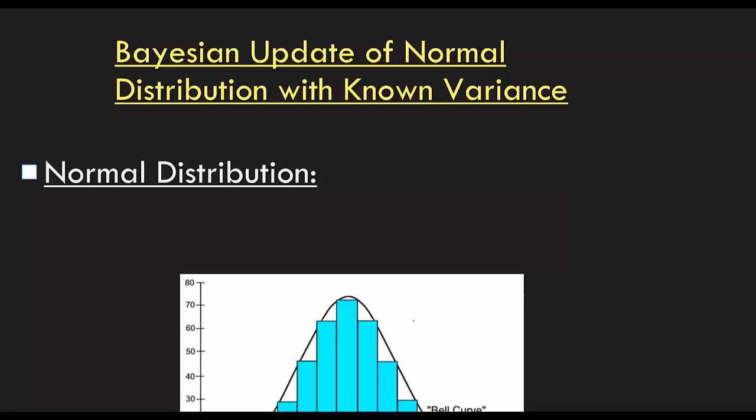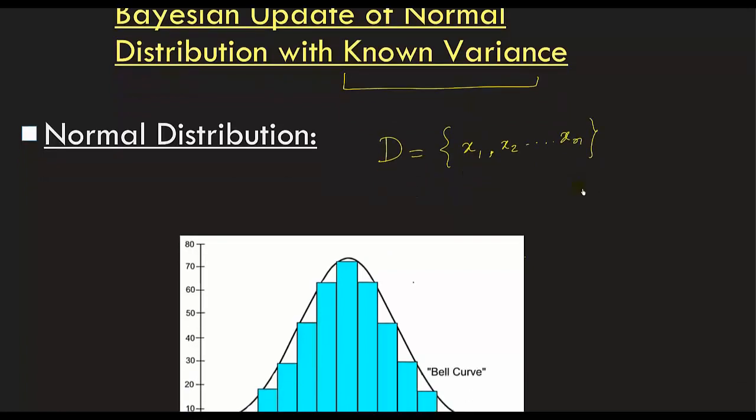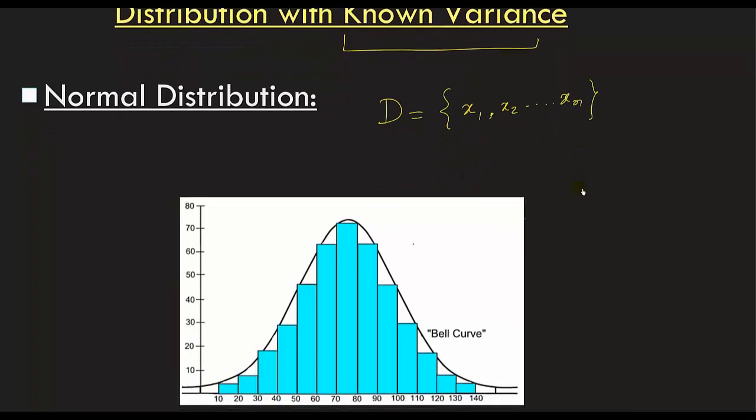Hello friends, today we will learn about Bayesian update of normal distribution, and we will consider a case of known variance. Let's say we have some data, so data vector D, that is x1, x2, and this goes up to xn. Now we can use this data to plot the histogram. So this is shown here. Let's say we have plotted the histogram for this data set.